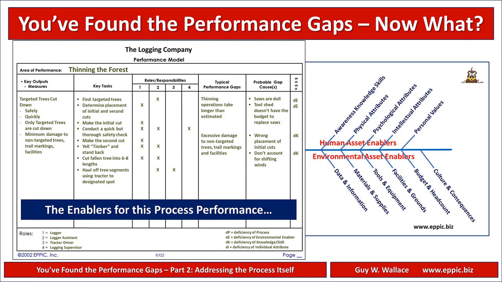The enablers of process performance are critical. So when we look at what are the gaps in the outputs that we produce or the gaps in the tasks that are being performed, we can attribute those to certain causes. And those are my four categories. You may need to change them. As I've said before, adopt what you can, adapt the rest. But this is how then I look at, well, what are the gaps caused by?